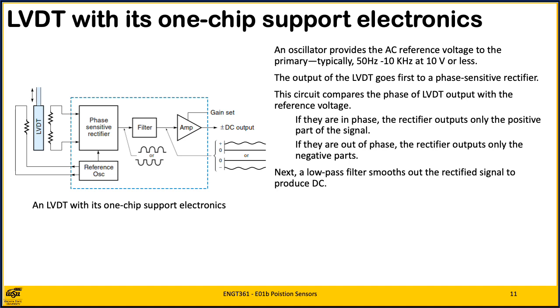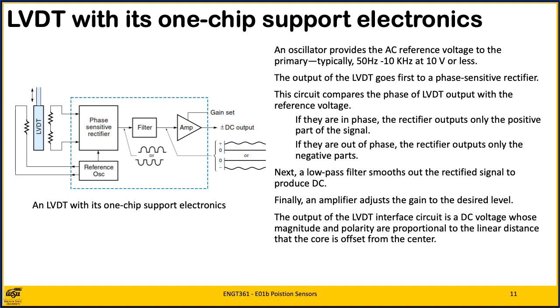Next, a low-pass filter smooths out the rectified signal to produce DC. Finally, an amplifier adjusts the gain to the desired level. The output of the LVDT interface circuit is a DC voltage whose magnitude and polarity are proportional to the linear distance that the core is offset from the center. Some integrated circuits, such as the 8698, combine all the functions shown within the box on a single chip.